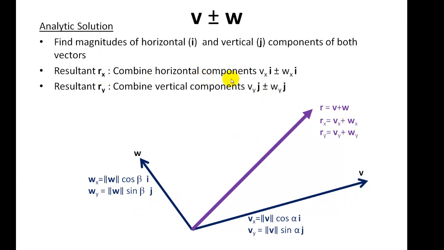And when we combine those horizontal components together, the v sub x and the w sub x, that becomes the horizontal component of the resultant vector. In other words, the horizontal component of the resultant is equal to v sub x plus w sub x. Similarly, the vertical component of the resultant is equal to v sub y plus w sub y. And I put the plus or minus there because if you are subtracting the vectors, the same process works. We're just going to subtract the components instead of adding them.